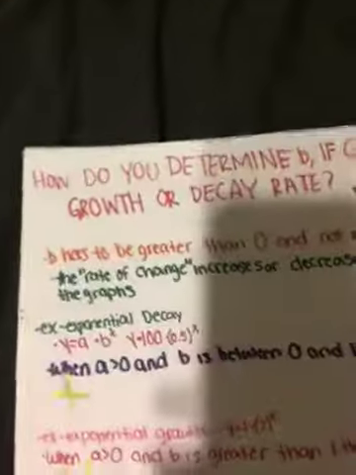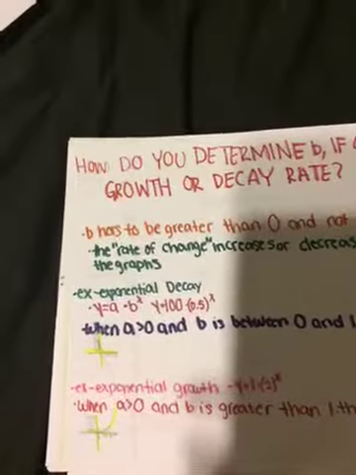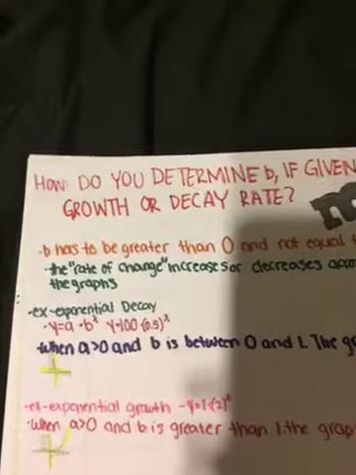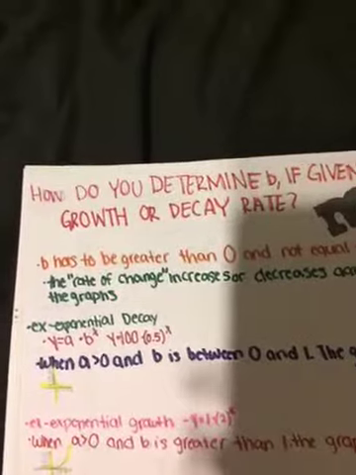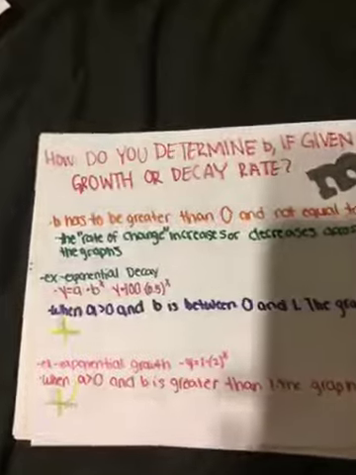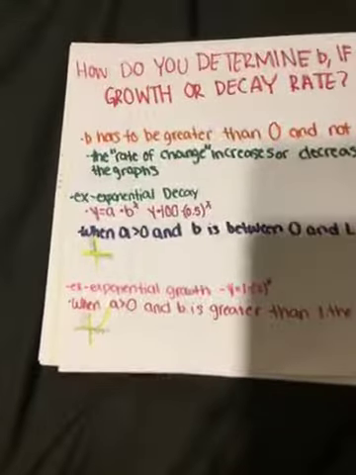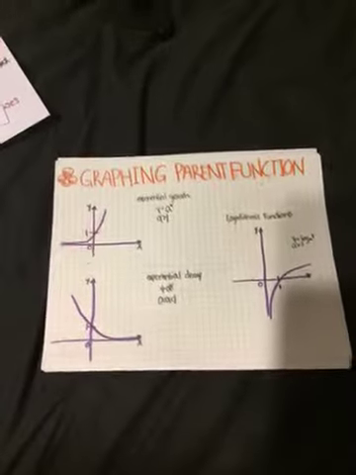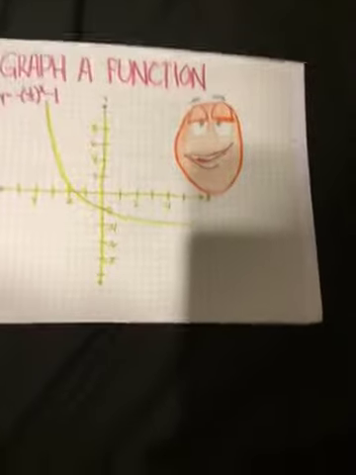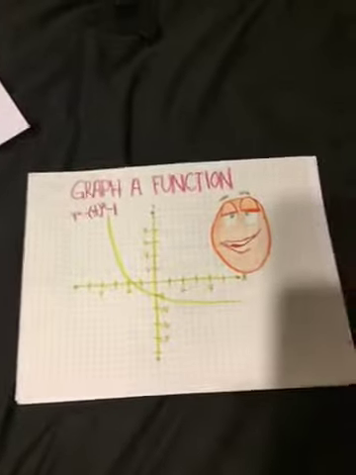As given in the example shown below, y equals a b to the x, and plugging in the variables 100 and 0.5, this will be an example of exponential decay. And the one shown farther below is exponential growth. These will be the basic graphing of parent functions, and this would be the main way to graph a function.